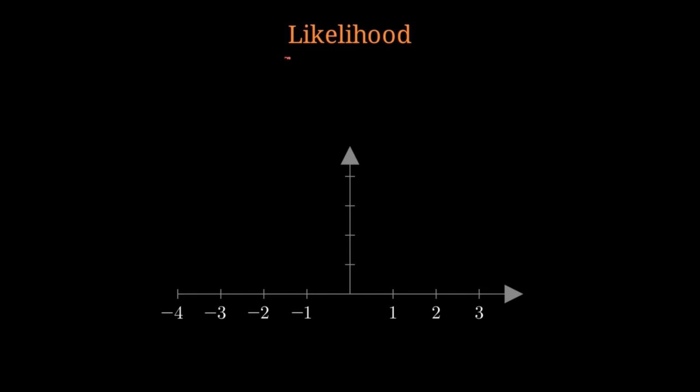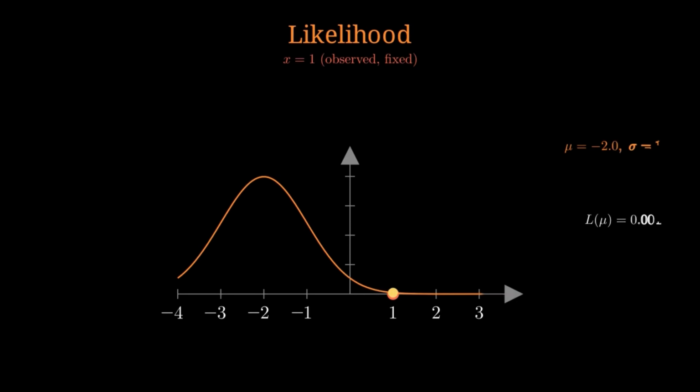Now, let's flip the script. In the real world, we rarely know the true distribution. What we do have is data. Suppose we observe a data point at x equals 1. The point is now our anchor. It is fixed. It is a fact of the world that cannot be changed. Likelihood reverses the question. Instead of asking about the data, we ask about the parameters like the mean, mu.